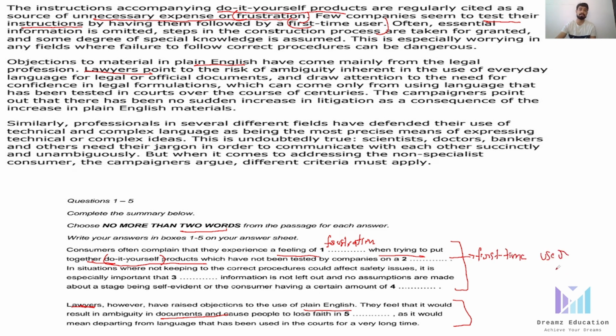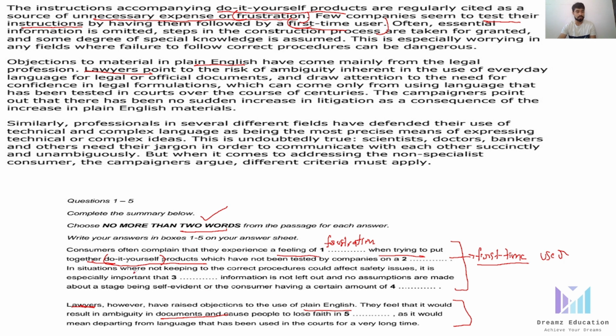Most of you might think this is a 3-word answer and they have asked us only for a 2-word answer. Since first-time is a hyphenated word, as you can see in the passage, hyphenated words are considered single words. So first-time will be 1 word and user is the second word. Okay, 2-word answer, so that meets my requirements.